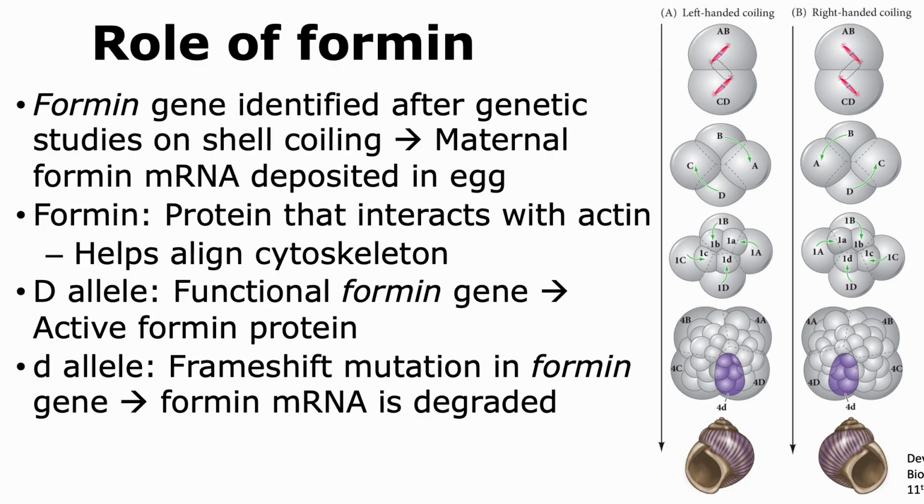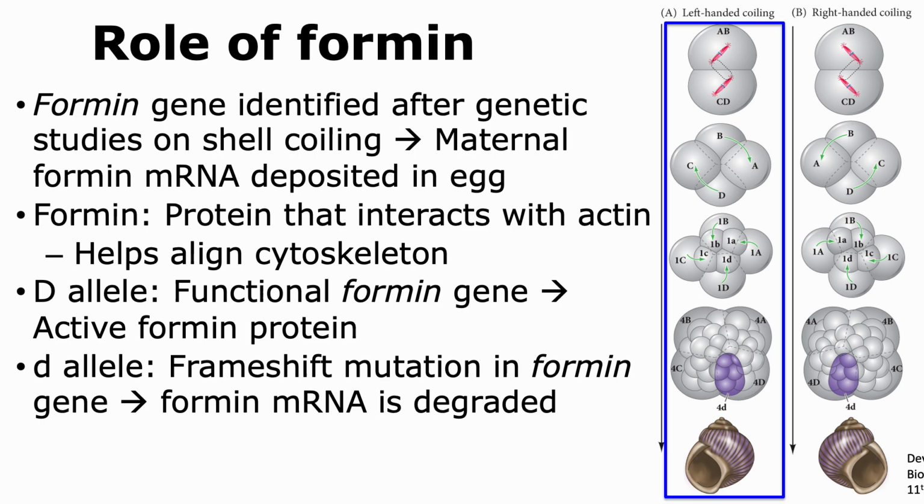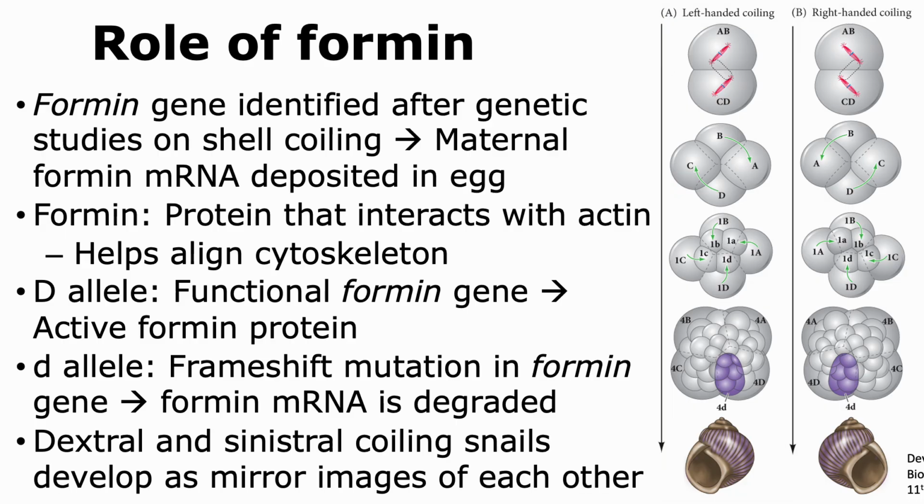Thus, embryos that have the maternal small d allele deposited in their cytoplasm are unable to form the functional formin protein, and this in turn gives rise to cleavage patterns that correspond to left-handed coiling or sinistral coiling. Now, dextral and sinistral coiling snails develop as mirror images of each other.